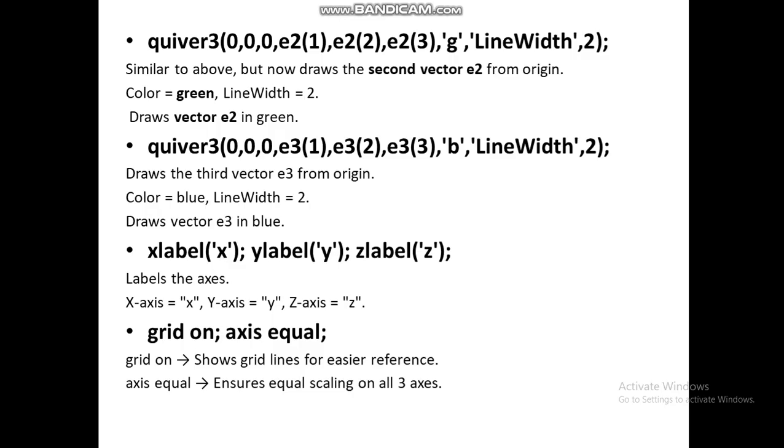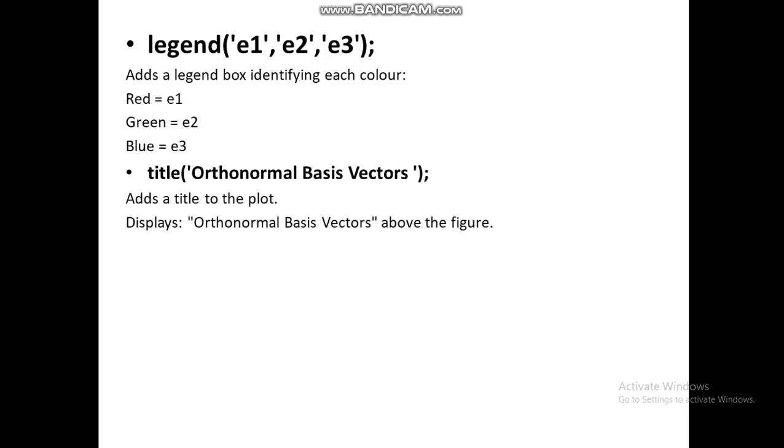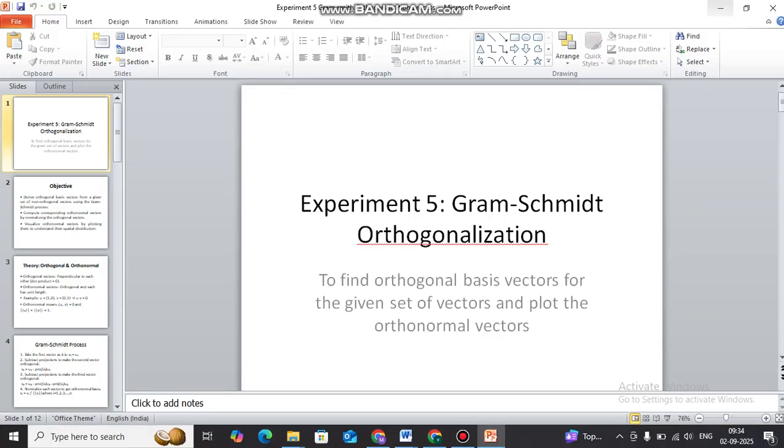Next the command is grid on and axis equal. What is grid on going to do? It will show the grid lines for easier reference, and axis equal ensures that all axes have equal scaling. Next command is legend e1 e2 e3, which adds a legend box identifying each color. Red is e1, green is e2, blue is e3. Finally, the figure is going to display the orthonormal basis vectors, and it will add a title on top of the plot: orthonormal basis vectors. So this is the explanation.